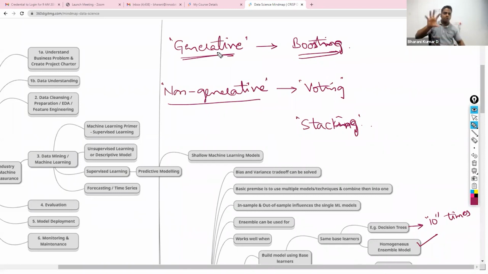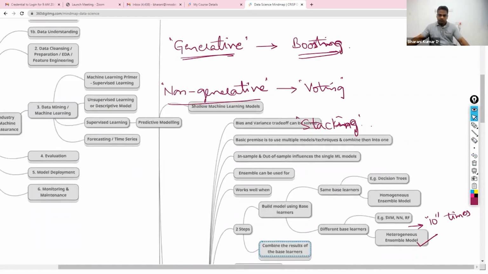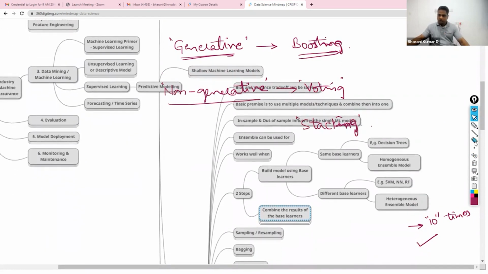So one algorithm, you understand what the challenges are. When you run one algorithm and split the data, again, it might give you completely different results. That's a challenge. Hence, what are we doing? We are resorting to Ensemble. Within Ensemble, we have homogeneous and heterogeneous. And here, generative versus non-generative.